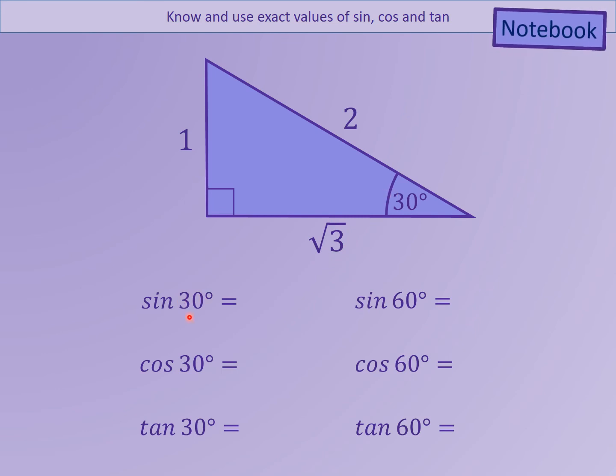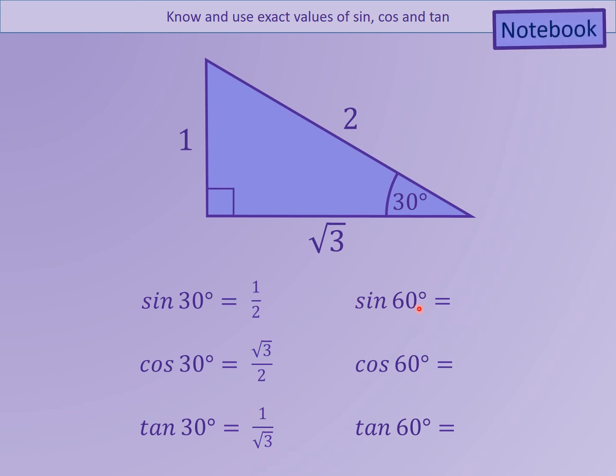And that means that if I want to do sine, opposite over hypotenuse, we end up with a half. Cos is going to be adjacent over hypotenuse, so that's root 3 over 2. And tan is going to be opposite over adjacent, so 1 over root 3. Or again, if you're using a calculator, root 3 over 3.